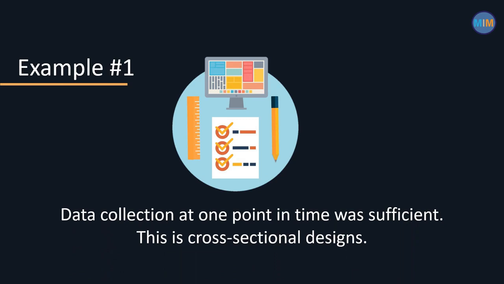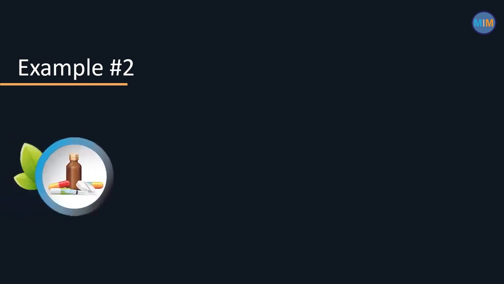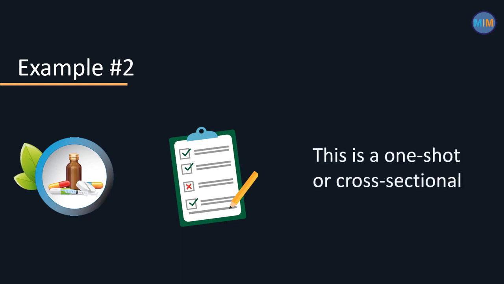This is a cross-sectional design. A second example is a drug company wanting to invest in research for a new obesity reduction pill. It conducted a survey among obese people to see how many of them would be interested in trying the new pill. This is a one-shot or cross-sectional study to assess the likely demand for the new product.